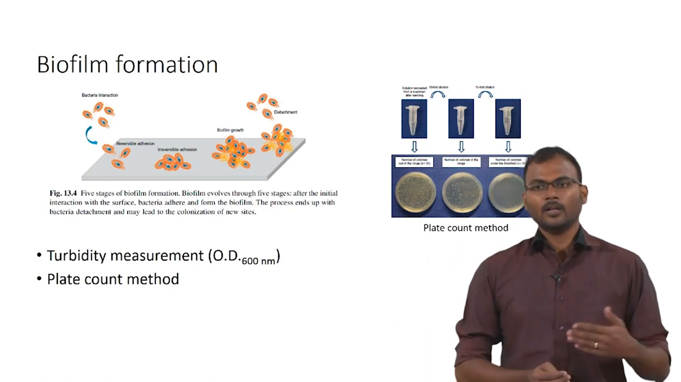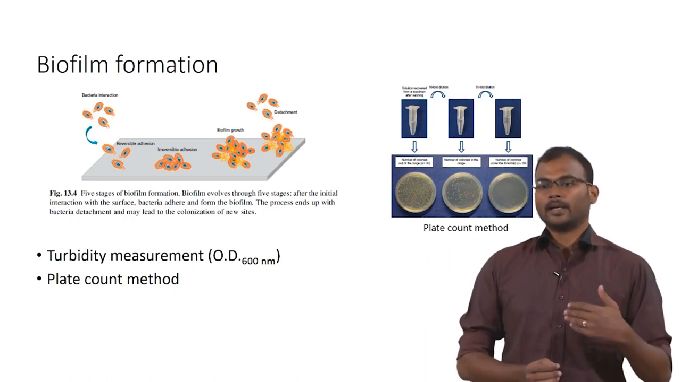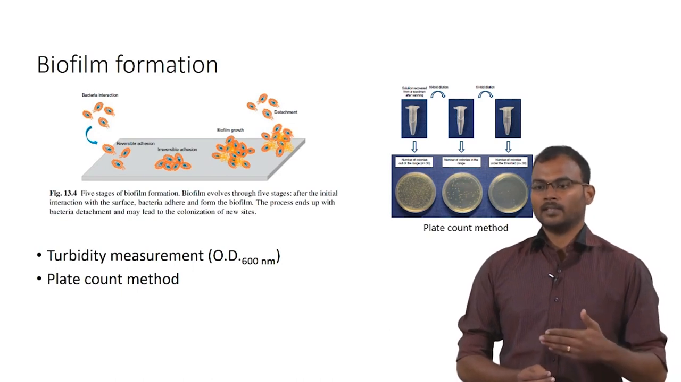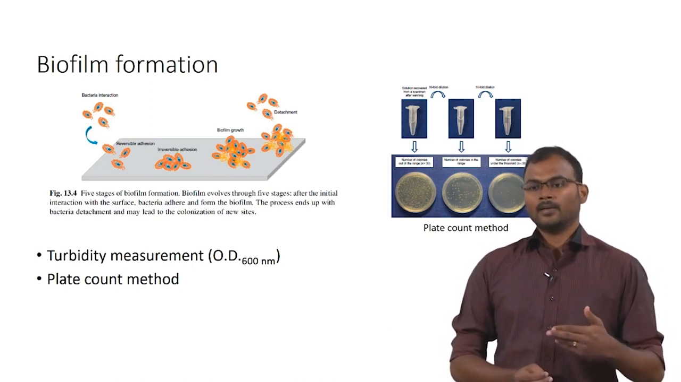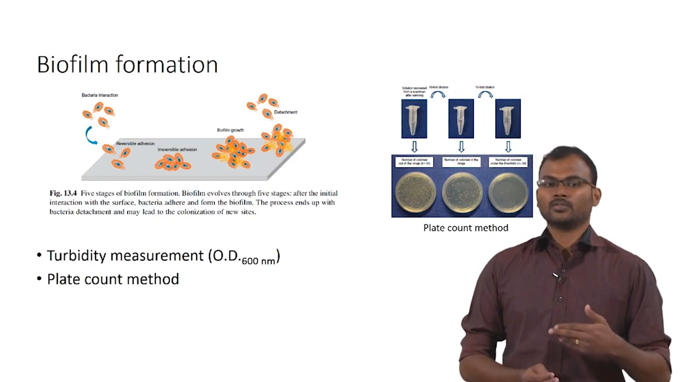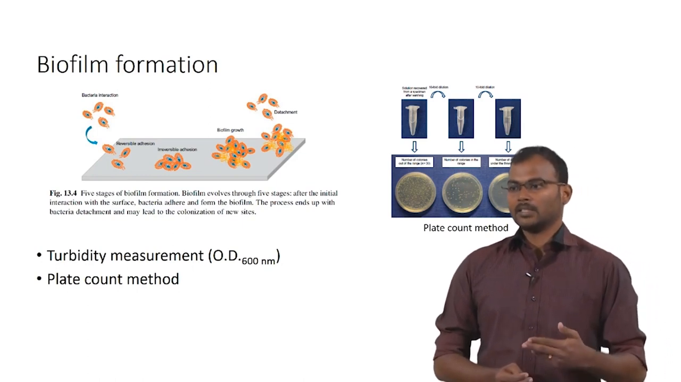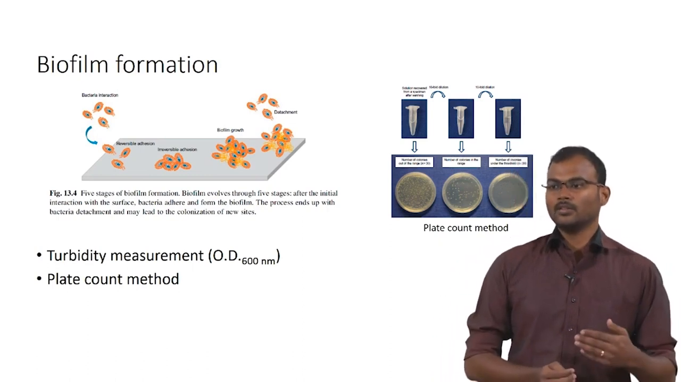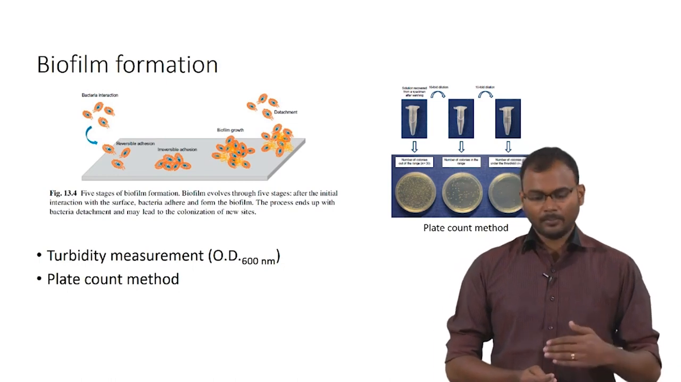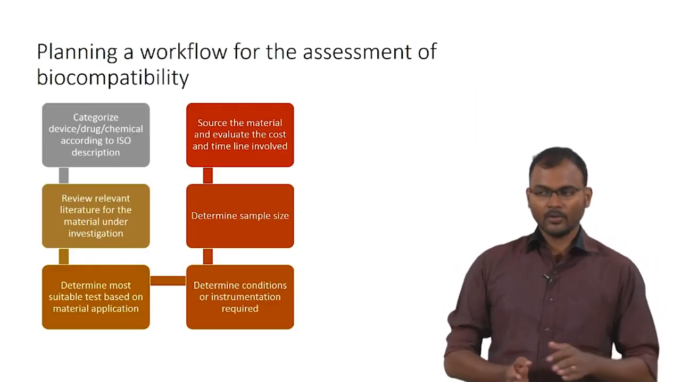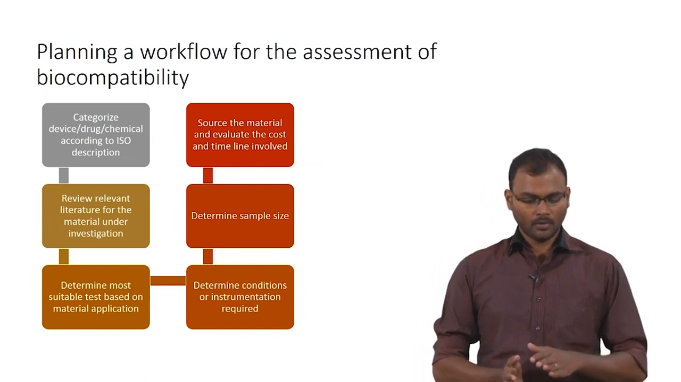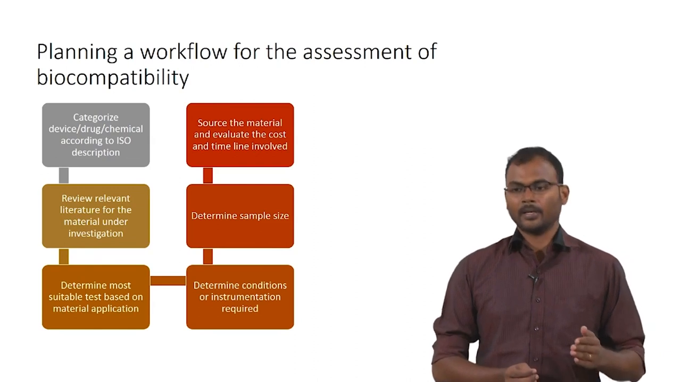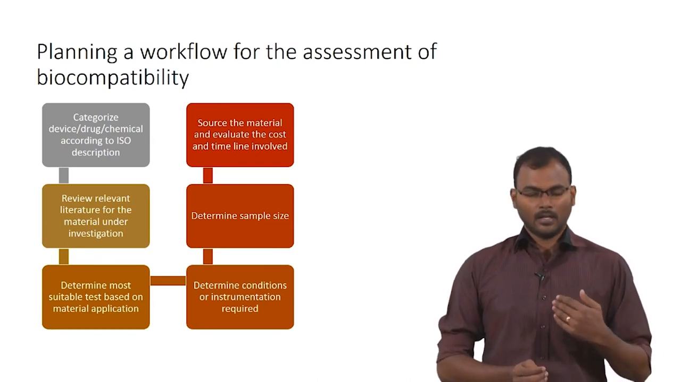For all these things, you have to characterize your materials beforehand, with surface characterization and bulk characterization. So that you have the idea that it should avoid bacterial adhesion, it should promote cell adhesion, and it should avoid platelet adhesion. All those things you have to do before the biological characterization.